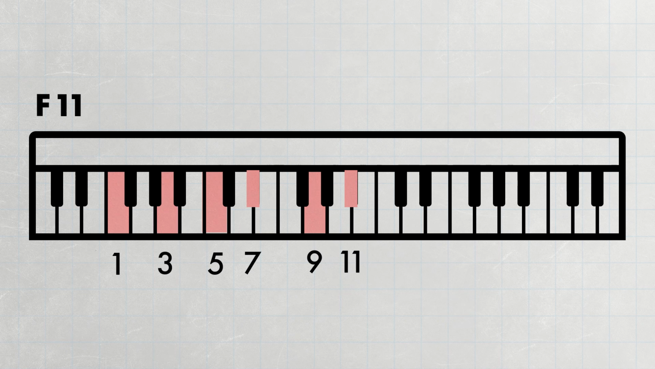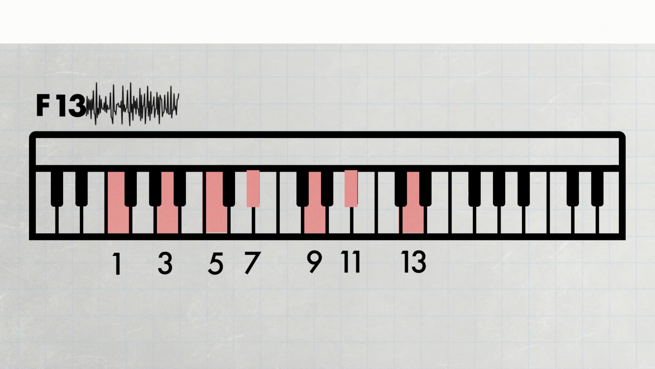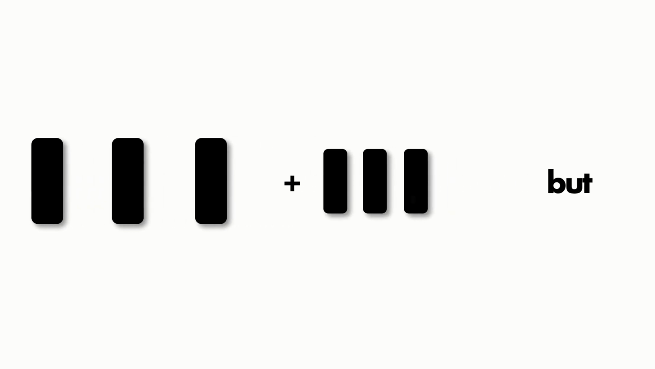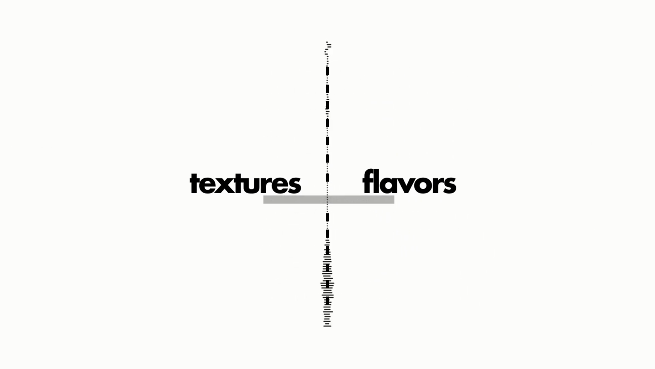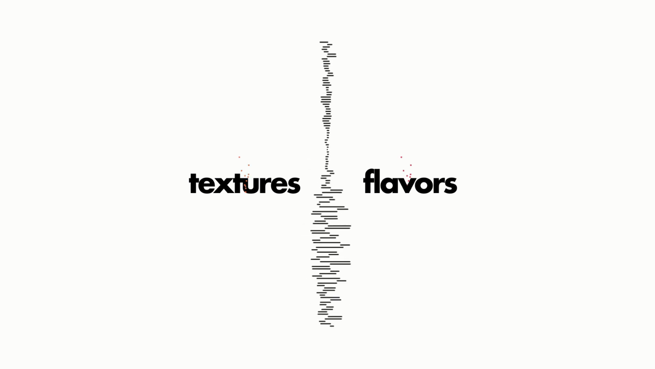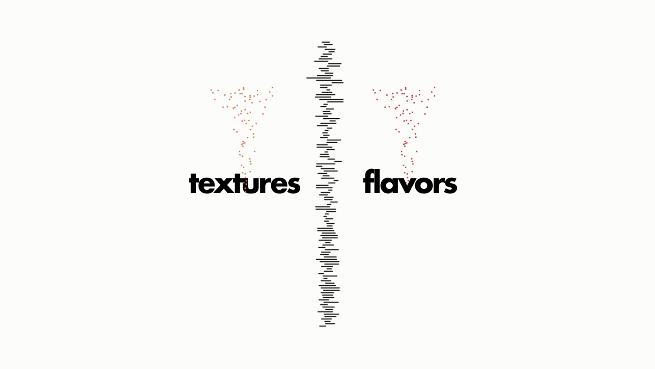Let's add our 13, the D, to make an F13 chord. Now really, all we're doing is just adding notes to bass triads. But when you expand your view of the scale, a whole new variety of textures and flavors for your chords becomes available. Sprinkle these new flavors in. Create something delicious.